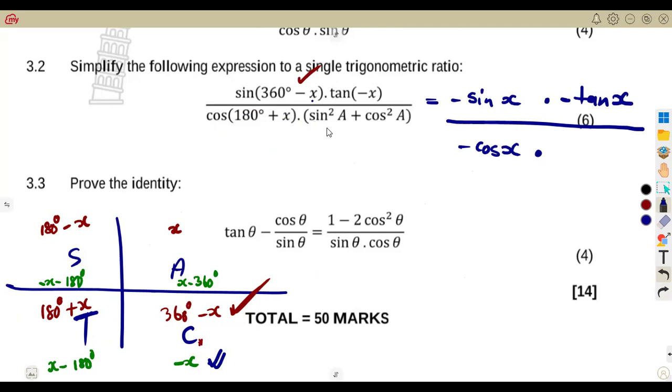Multiplied to sine squared a plus cos squared a. Remember your Pythagorean identity: sine squared x plus cos squared x. Is it sine squared z plus cos squared z? As long as you have a squared and a squared, the same letter or the same number here, we are going to get a 1. That's our Pythagorean identity. Sine squared x plus cos squared x is equal to 1. So it's an identity that you need to know.